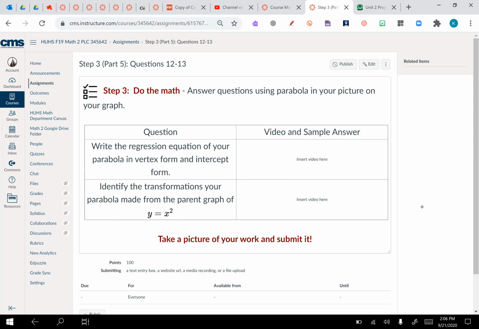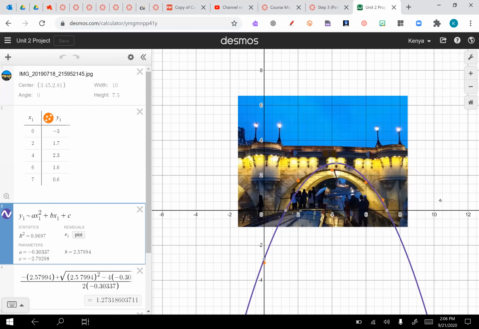All right, so to get started, we first need to go look at what our regression line was. All right, we're back on Desmos, and we can see that our regression equation is over here on the left-hand side. It's purple. y sub 1 is equal to negative 0.30337 x squared plus 2.57994 x plus negative 2.79298. That is our regression equation if we were to write it out. Now, we need A for sure in order to go ahead and get started on our problem.